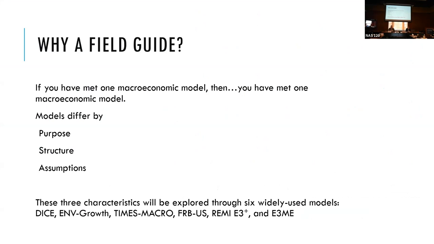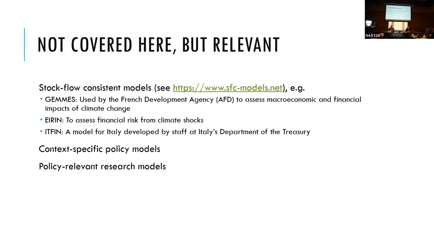I'm going to choose purpose, structure, and assumptions. And I'm going to use this by focusing on six widely used models: DICE, which you've heard, ENV Growth, Times Macro, FRB US, REMI E3 Plus, and E3ME. And by focusing on widely used models, I'm going to rule out some that I think are relevant and interesting. One is a class of models called stock flow consistent models.